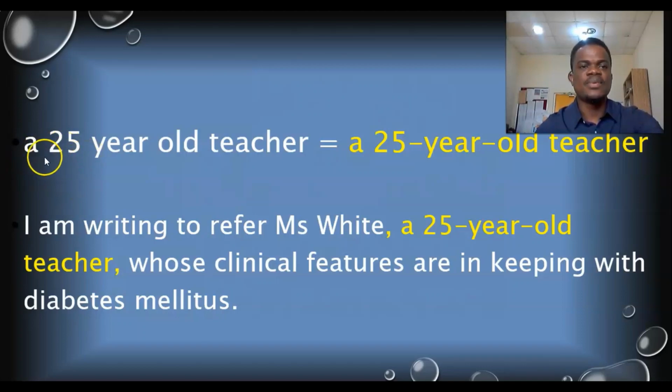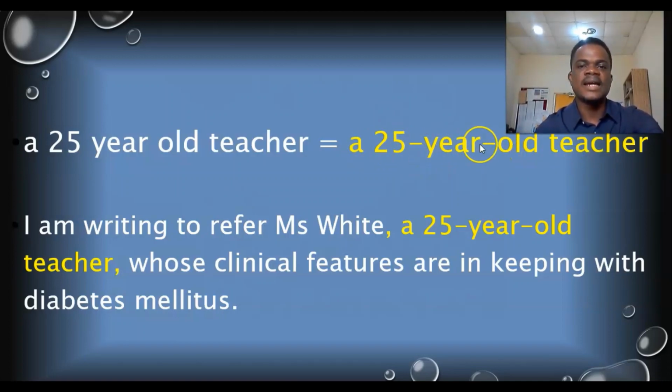Look at the first example. A 25-year-old teacher. Now, teacher is the noun, and these are the adjective, 25-year-old. We are trying to use it to qualify teacher. So what we are going to do, we are to make this age of this teacher become a one-word adjective. In that case, we'll apply hyphen here, and say a 25-year-old teacher.